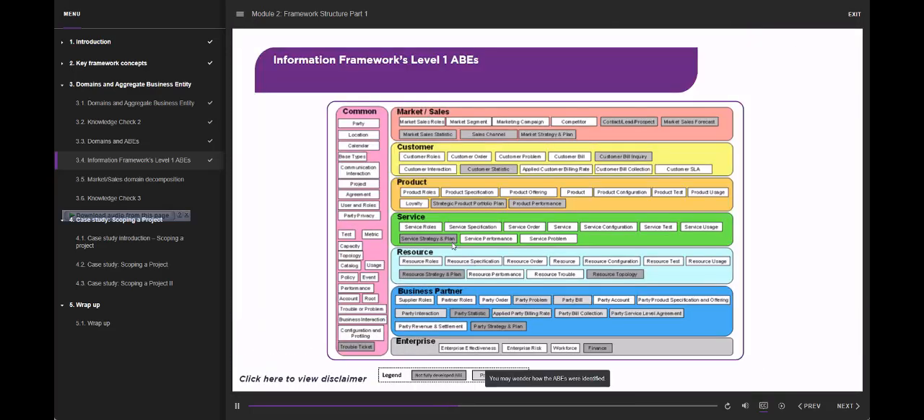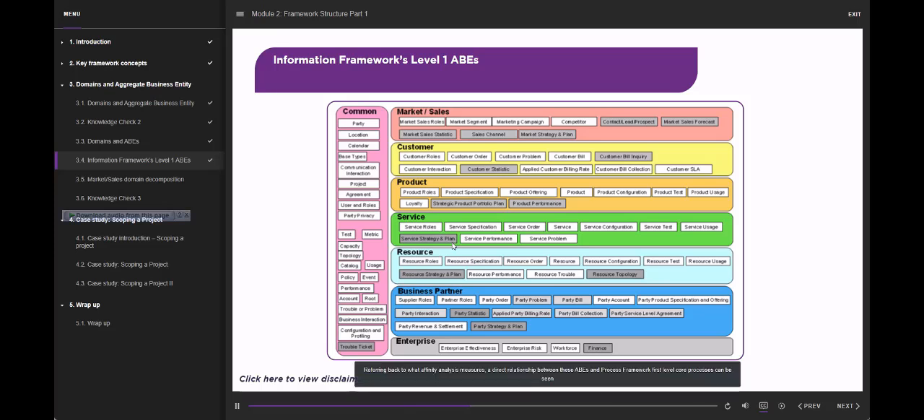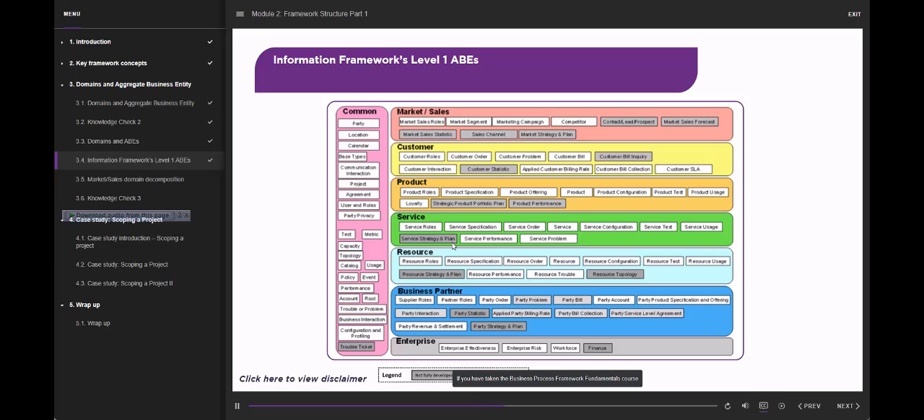You may wonder how the ABEs were identified. Referring back to what affinity analysis measures, a direct relationship between these ABEs and process framework first level core processes can be seen if you've taken the Business Process Framework Fundamentals course. Whether you have or not, here are some examples. Customer order entities, contained within the customer order ABE, are the focus of the order handling process. Service is the focus of the service configuration and activation process. Service performance is the focus of the service quality management process. Additional details about this relationship will be presented in a later module of this course.